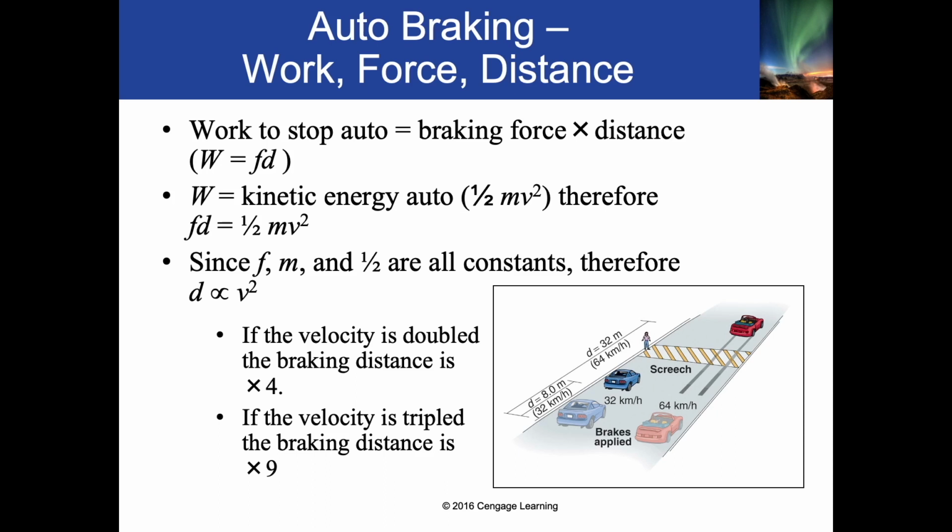And the reason why it's doing this is because it's squared, right? It's an exponent. So it's not just going to be 2 like double, but it's 2 squared. That's why it's 4. And here it's triple. It's not 3 times 2, which is 6. It's 3 squared, and that's why it's 9. So say you were going quadruple the velocity. What would be the braking distance? 16, exactly.